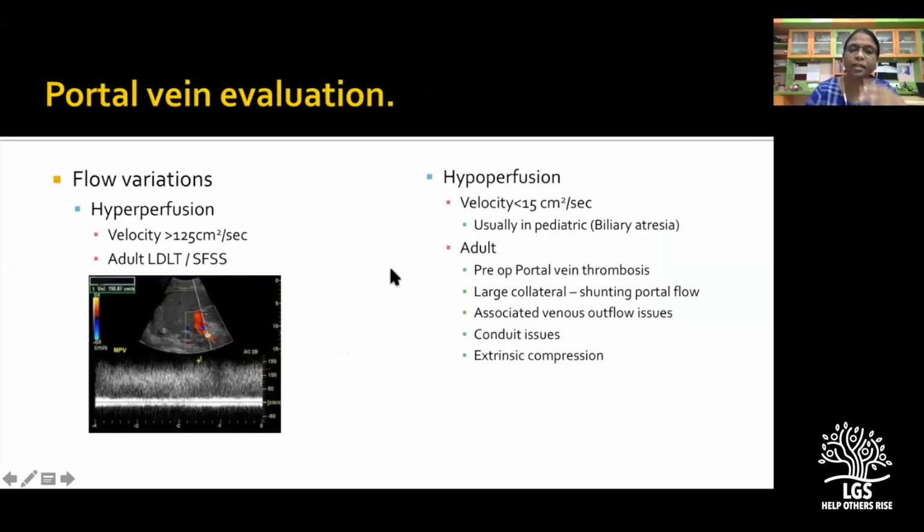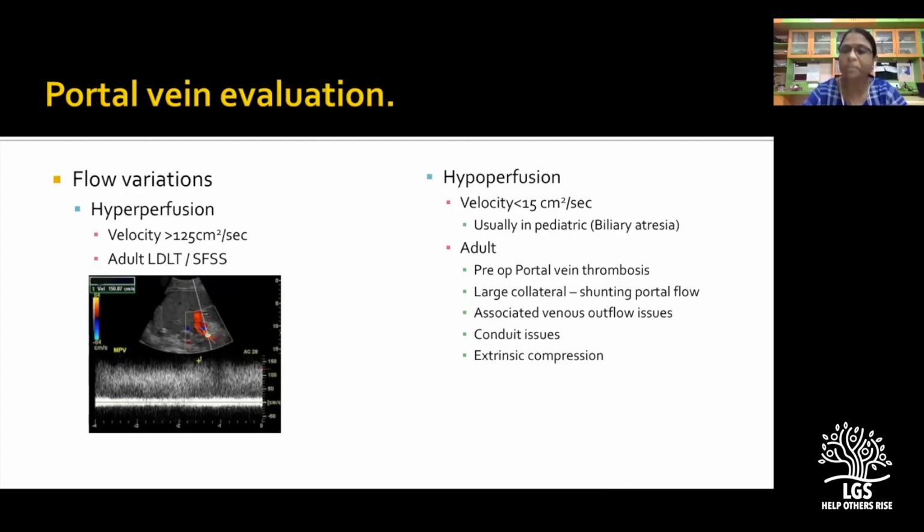So after confirming the patency of the portal vein, we have to evaluate the flow variations. Normally, we don't see the flow, we use only the velocity. Flow is nothing but velocity multiplied by the luminal diameter. Usually, there is a bit high velocity in the portal vein in the immediate postoperative period. Usually, it is around 50 to 80, sometimes 90.